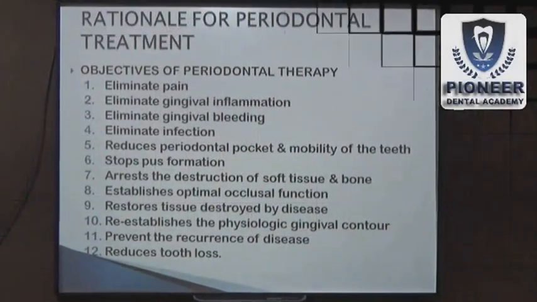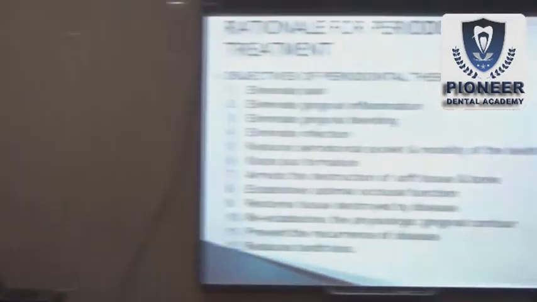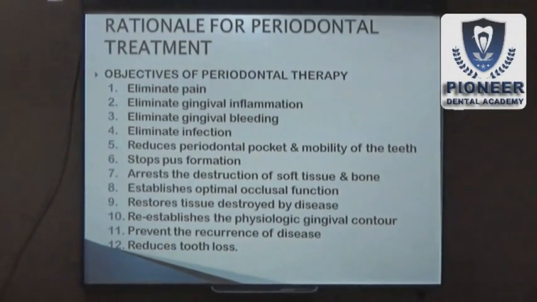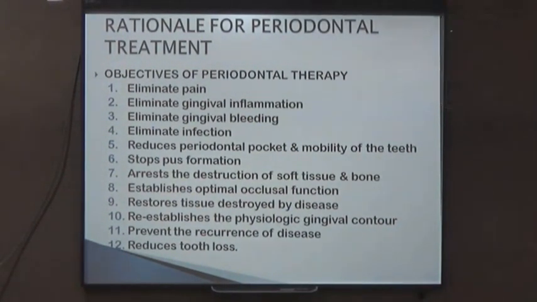The rationale for periodontal treatment, objectives. The main objective is to eliminate the pain, eliminate gingival inflammation, eliminate gingival bleeding, infection, and reduce periodontal pocket and mobility, stop pus formation, arrest the destruction of soft tissue and bone, establish optimal occlusal function, restore tissues destroyed by the disease, re-establish the physiological gingival contour, prevent recurrence of the disease, and reduce tooth loss.